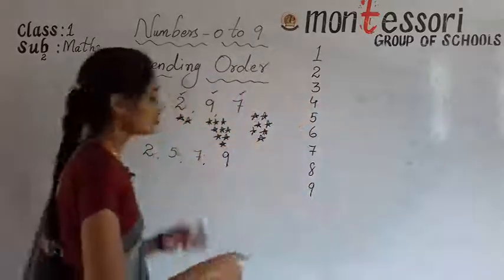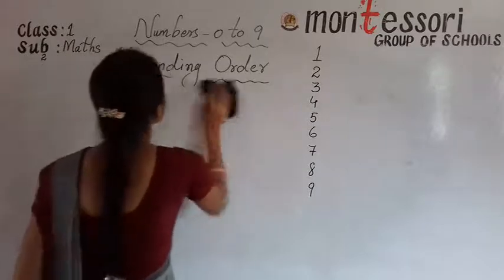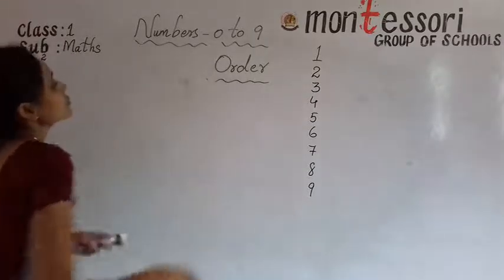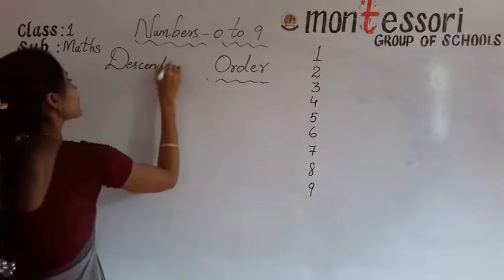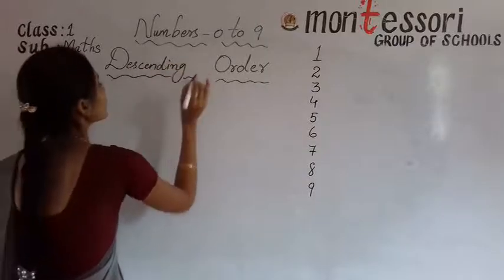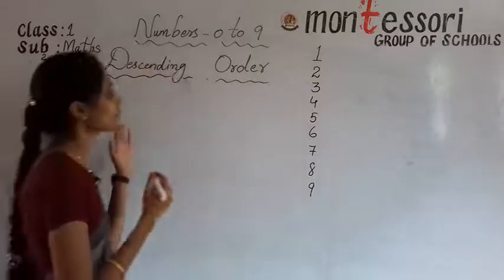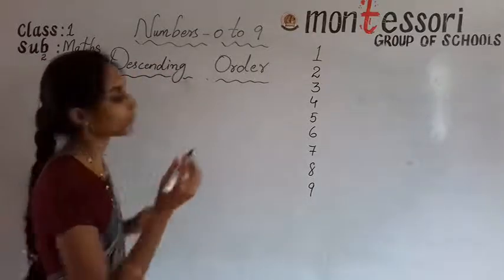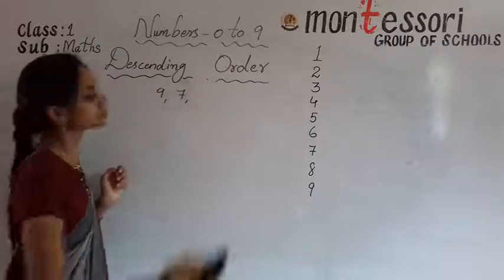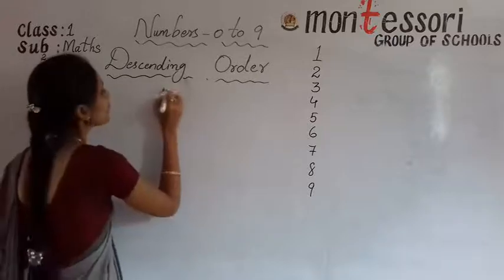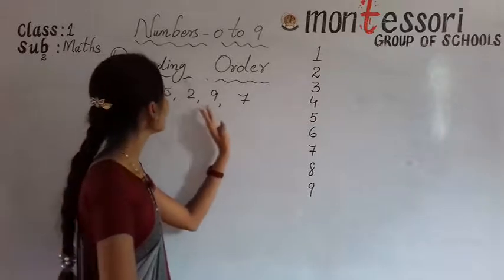Okay. Now, descending order. Descending order means we have to write the numbers from big to small. For example, 5, 2, 9, 7.